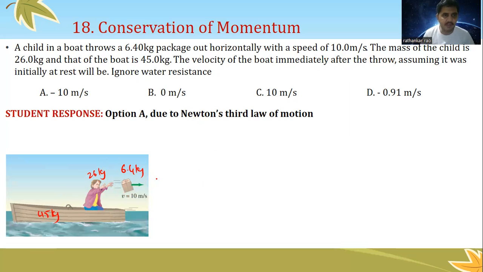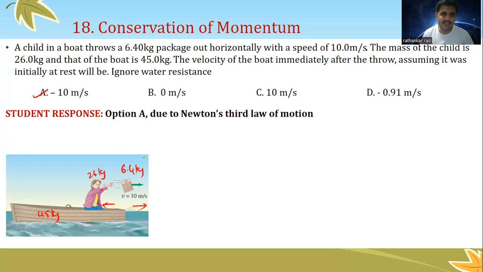Now, usually, since students have learned about Newton's third law, the first thing they do is think, okay, if you are throwing this one at 10 meters per second, I should also be kicked back. Because action is this, reaction should be backwards. And hence they write A as the right answer. Okay, but A is not the right answer.